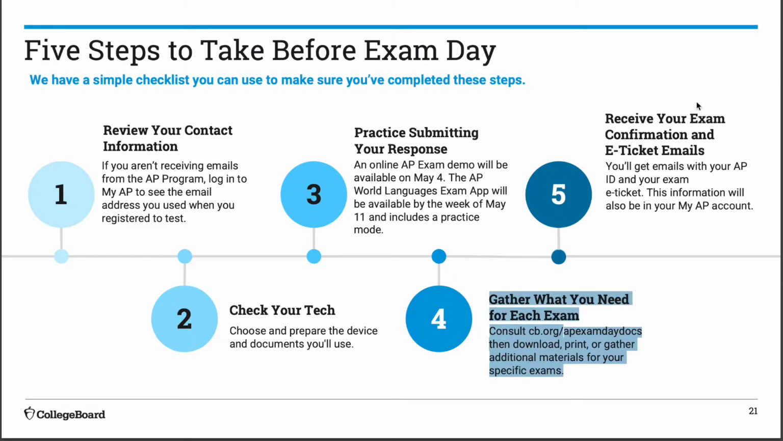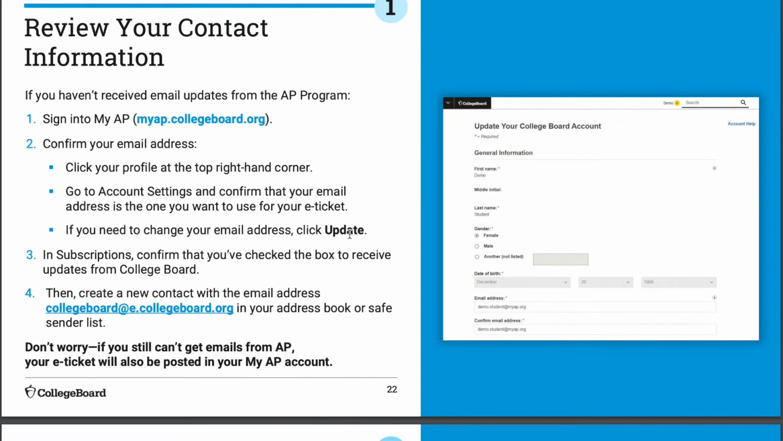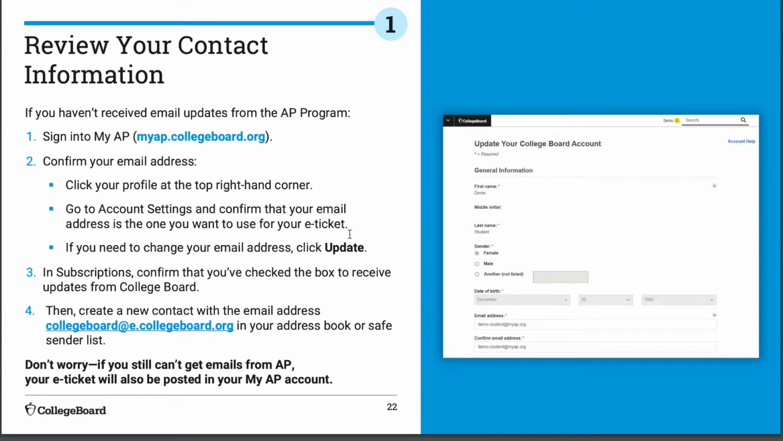Next up, make sure you get your e-ticket 2 days before the exam. If you don't, log into AP Central or AP Classroom and find that ID so you can take the exam. Make sure you have that, it's essential. Now, reviewing your contact information, like I said, go to this link right here on the College Board website. Make sure that your email matches up.